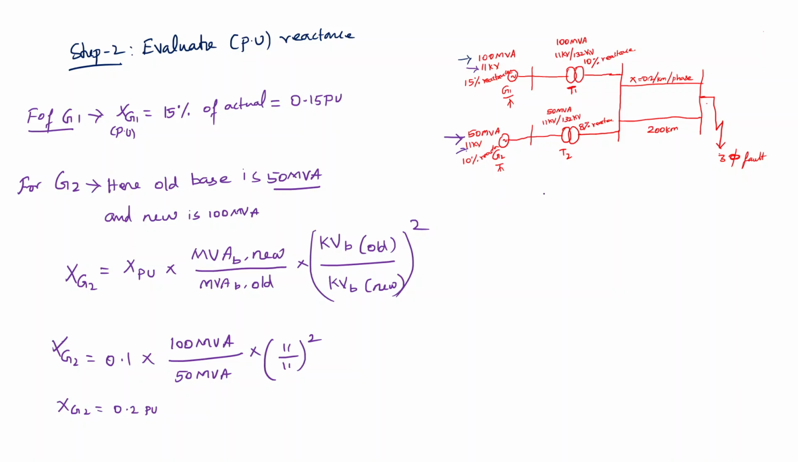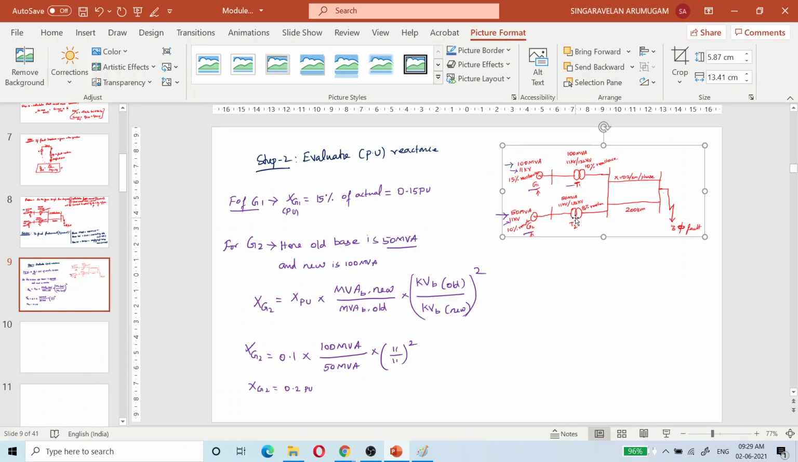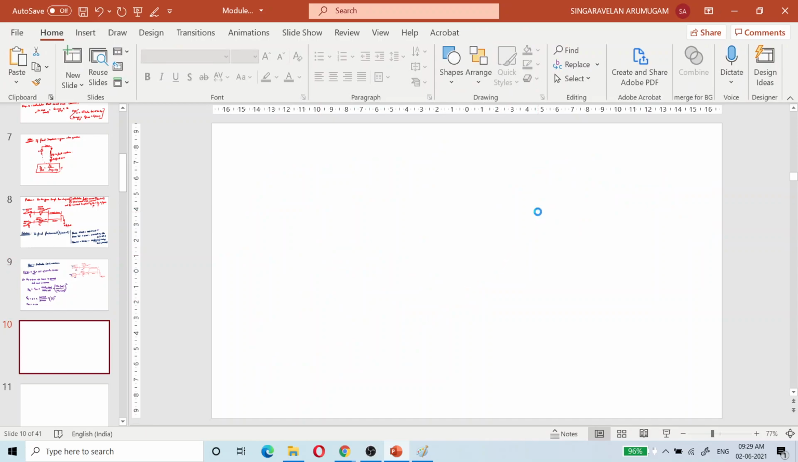Very good. Now next, what will we find out? Can we go for T1? We have done G1, we have done G2. Next we will go for T1. I will take the same figure for the next page also. Okay, now for T1.